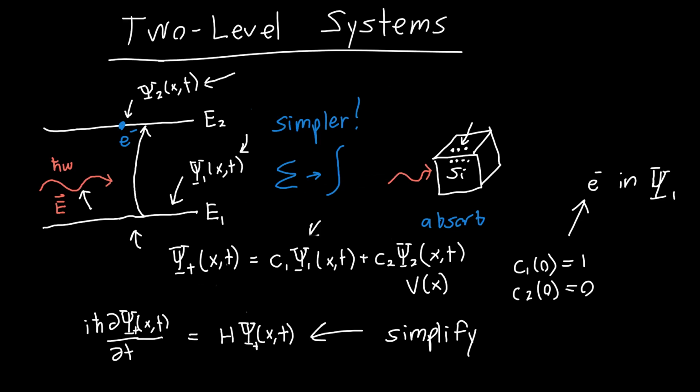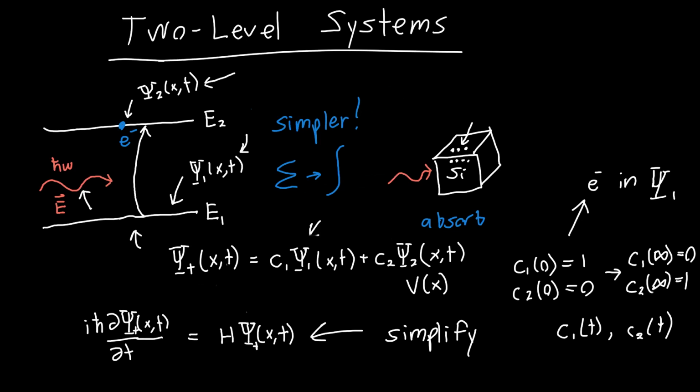Is in state 1. But we know that eventually, as the photon gets absorbed, C1 at some very long time should be equal to 0, and C2 at some very long time, let's say infinity, should be equal to 1. And we want to know, ultimately, C1 as a function of time and C2 as a function of time.